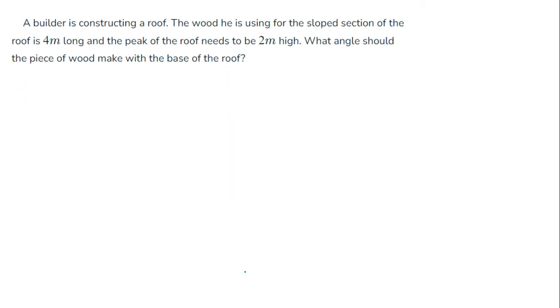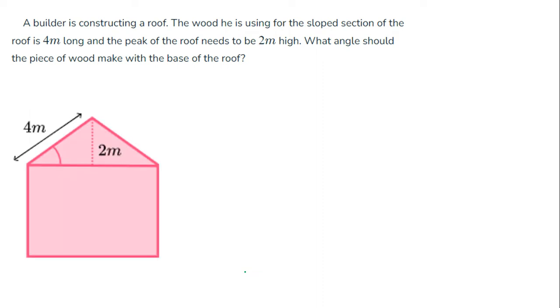So today's question is: a builder is constructing a roof. The wood he's using for the sloped section of the roof is 4 meters long and the peak of the roof needs to be 2 meters high. What angle should the piece of wood make with the base of the roof?